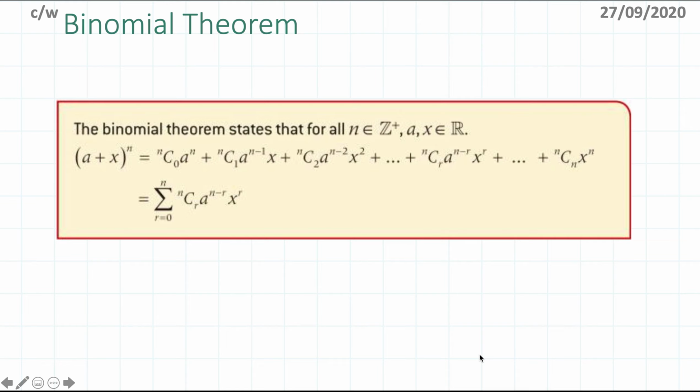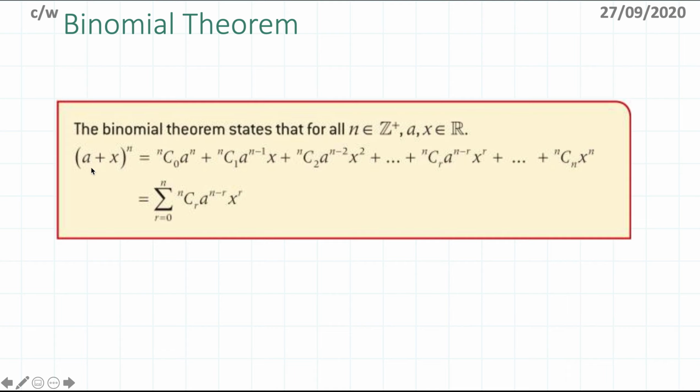The binomial theorem looks very complex in the beginning when introduced to students. However, it comes very handy when you want to expand really complex brackets and so on. So this video is going to look into the basics of how to expand brackets using the binomial theorem.